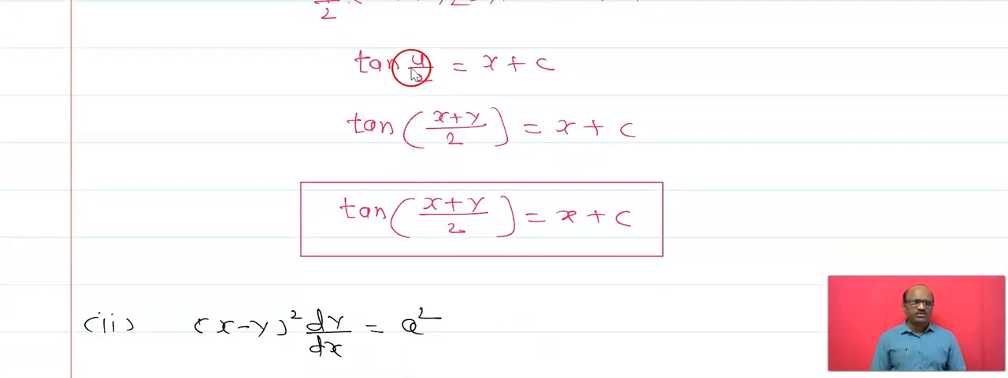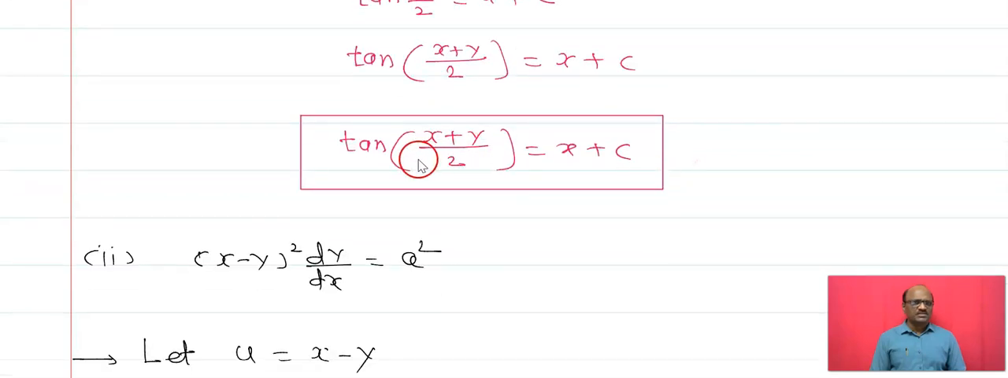Resubstitute the value of u. What's the value of u? u is x plus y. Therefore tan of (x plus y) upon 2 is equal to x plus c. And this is the solution of the required differential equation.